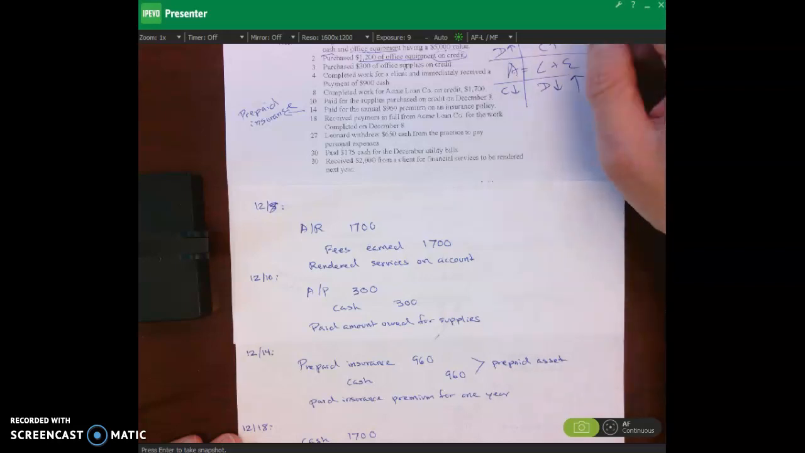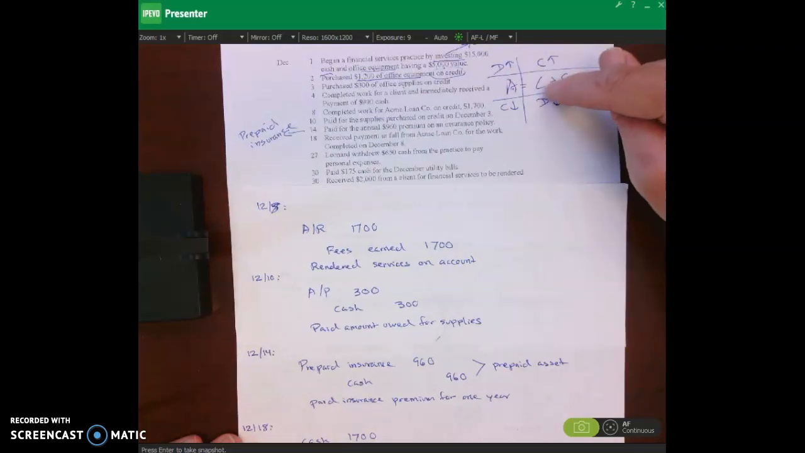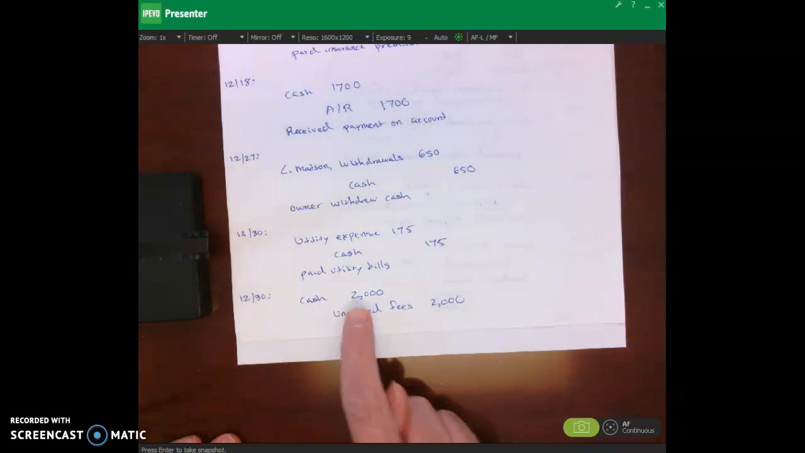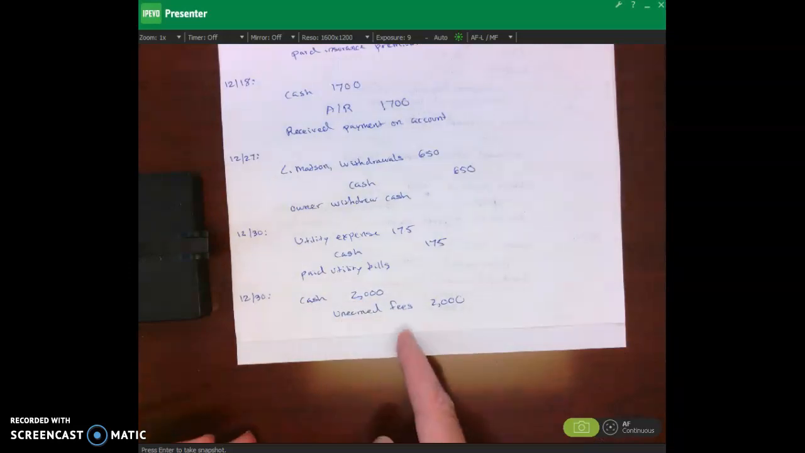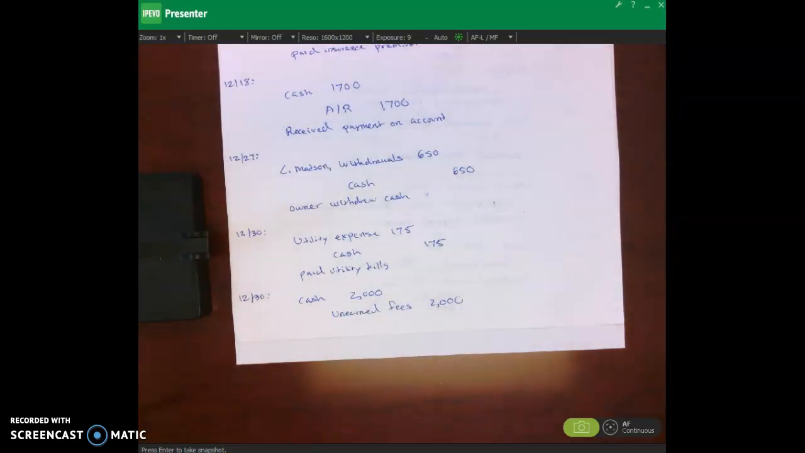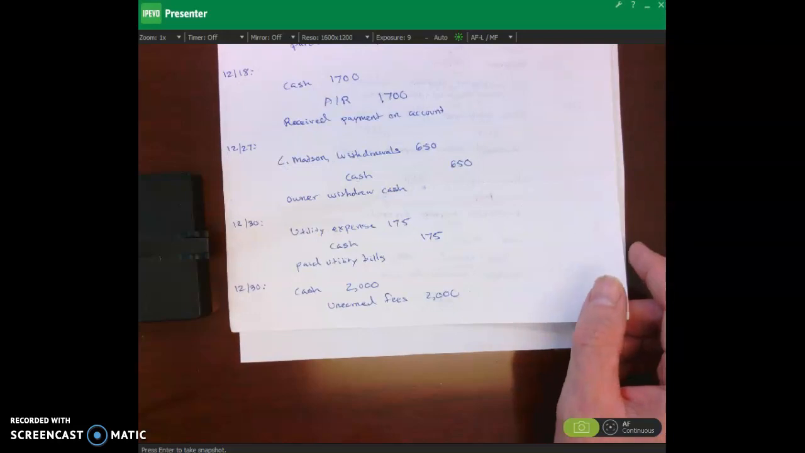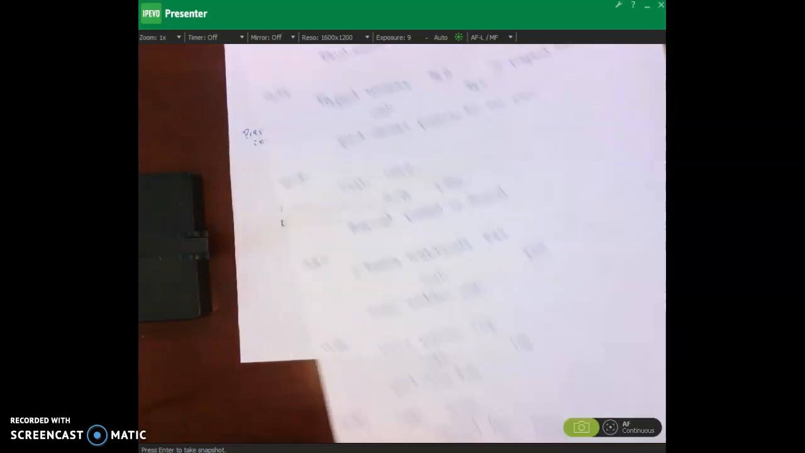Where do we put unearned revenue in terms of the accounting equation? It's a liability. So my liabilities are also increasing. And how do I increase the liability? With a credit. So my journal entry: debit cash, credit unearned revenue. I called it unearned fees. If you called it unearned revenue, that's fine. $2,000 right there. So that is the rest of those journal entries, and I hope you got all those right.